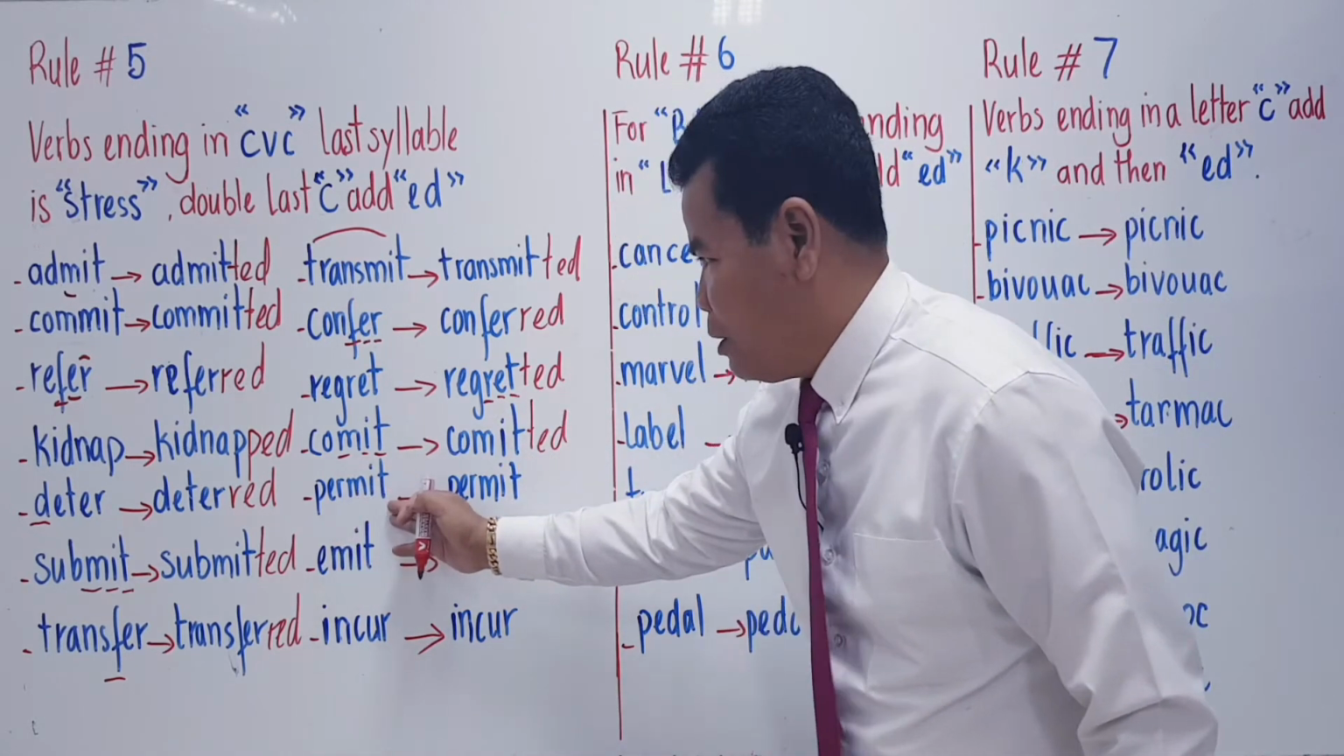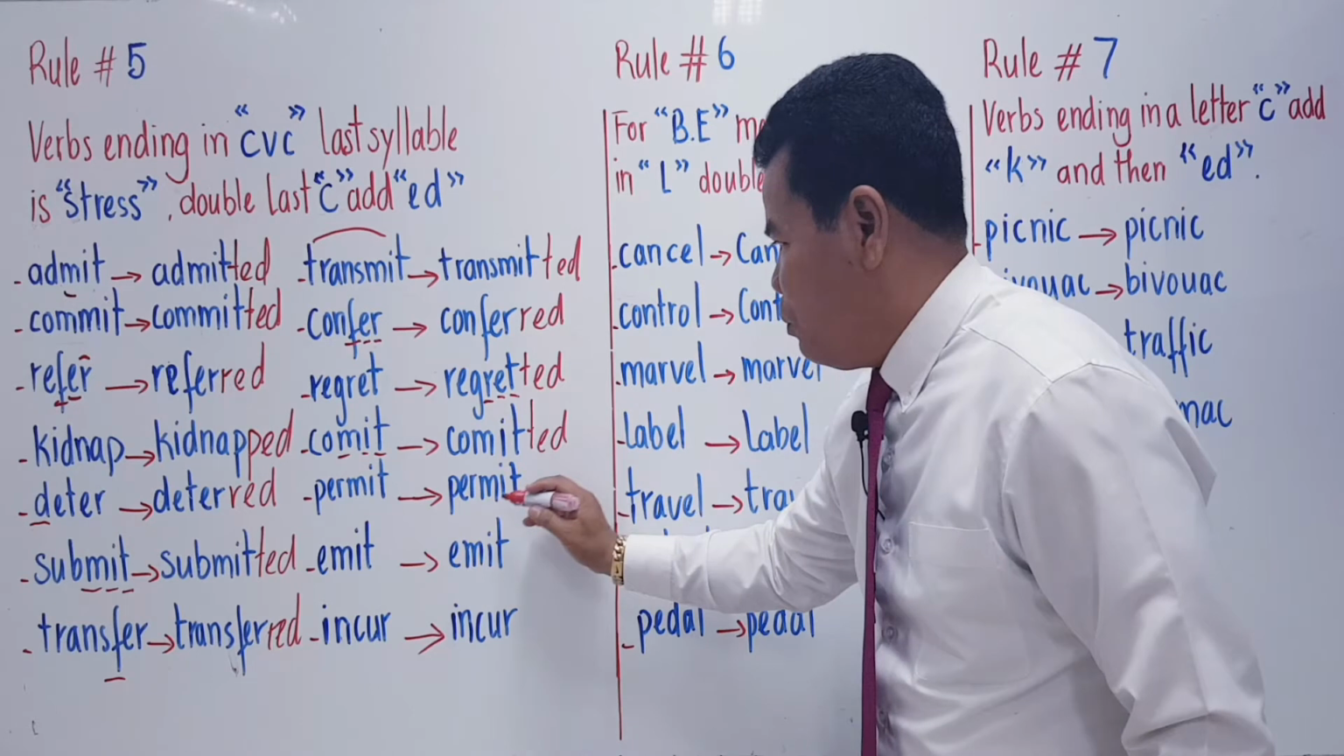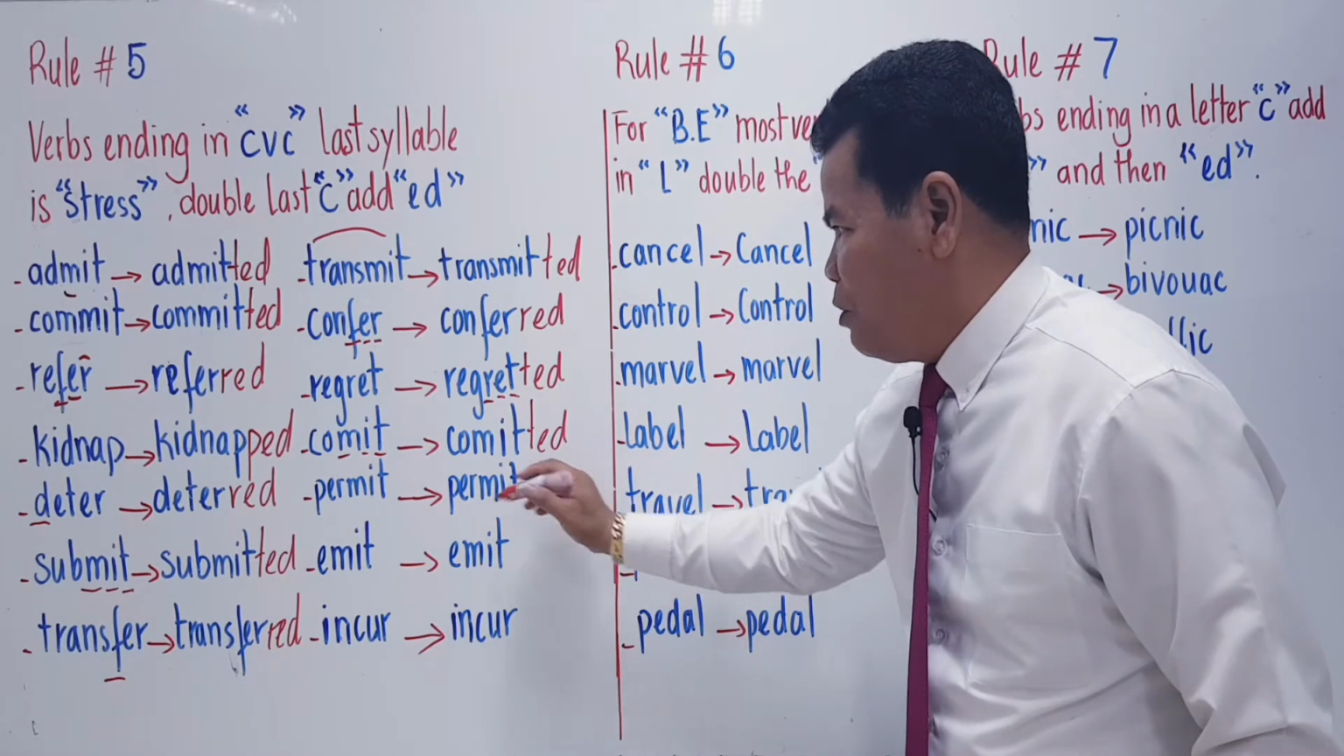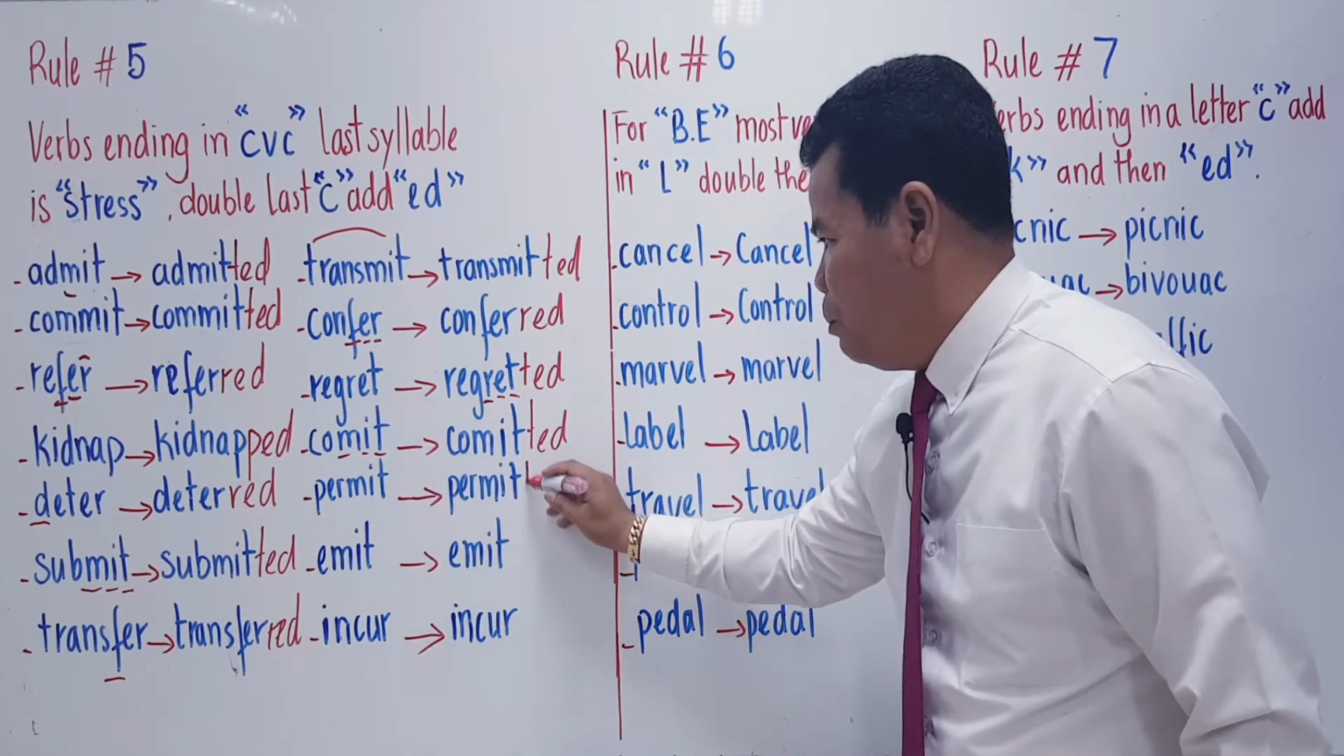Permit. Okay? When we go to the past participle of the word permit, we have permitted.